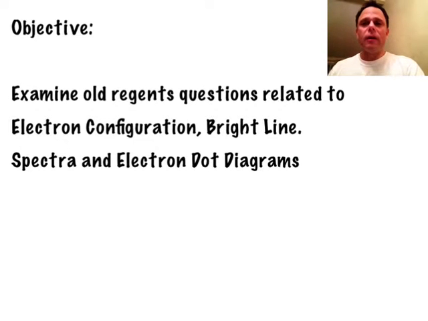Hey everyone! Alright, in this video we're going to look at these objectives. We're going to examine old Regents questions related to what's called electron configuration, something called bright line spectrum, and electron dot diagrams. Here we go.